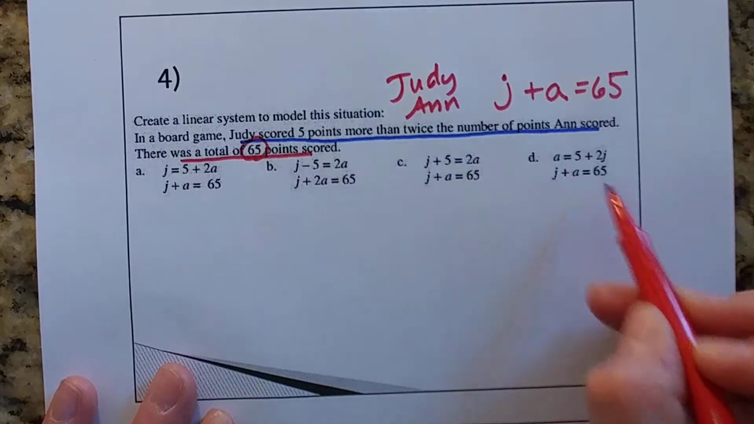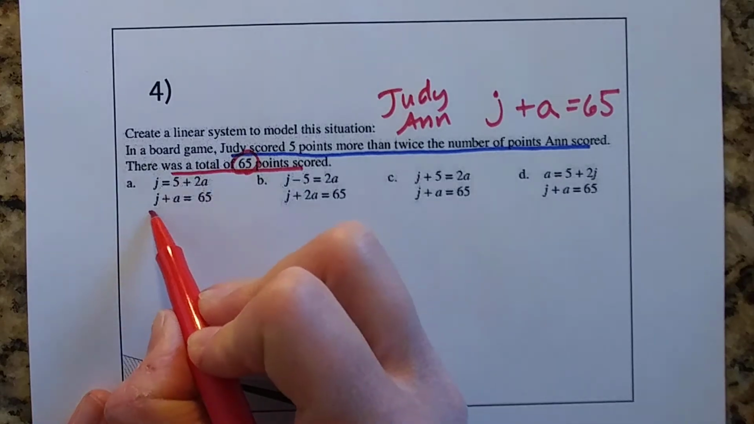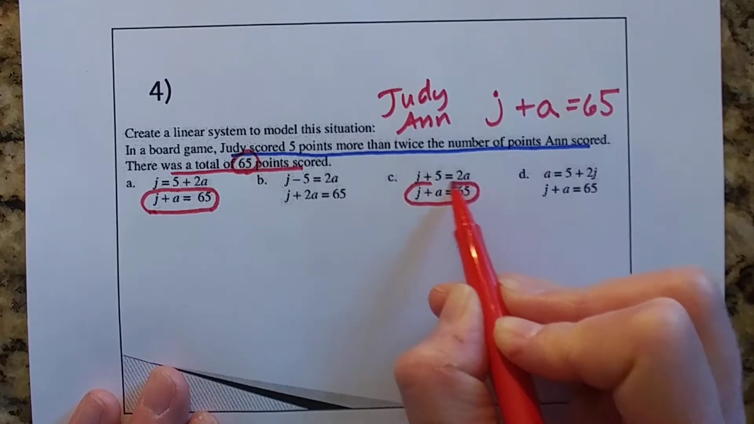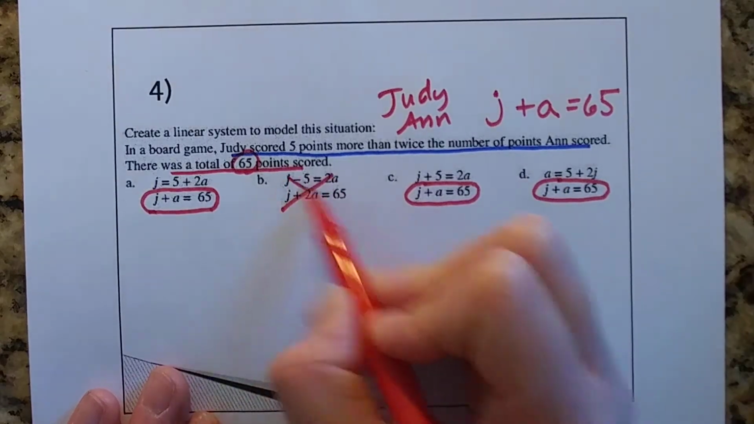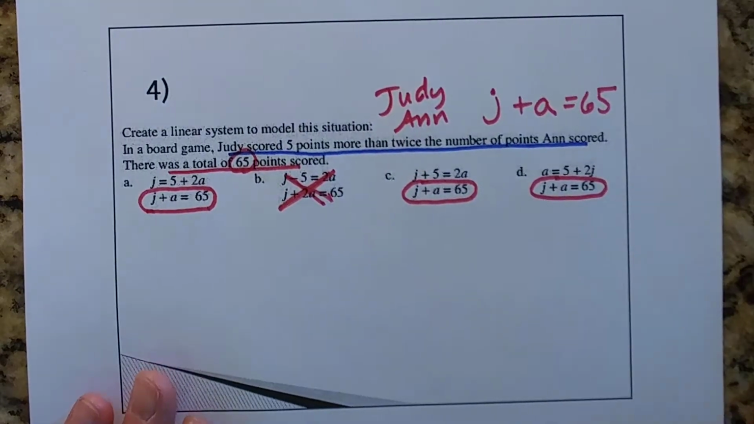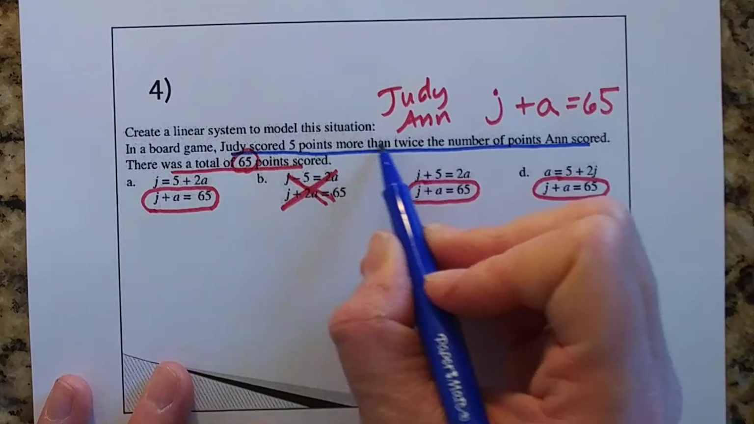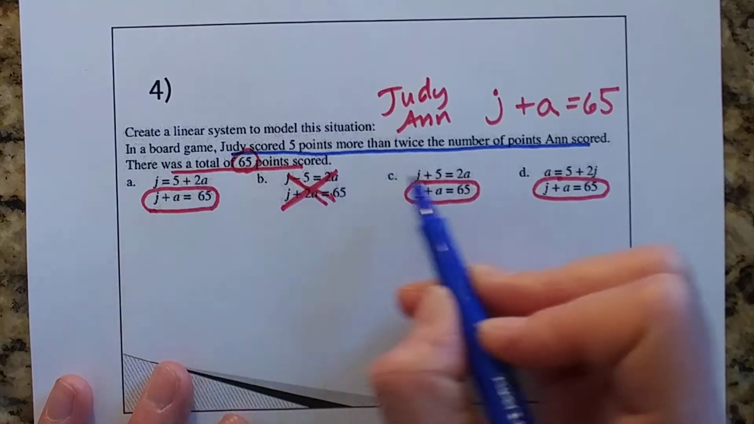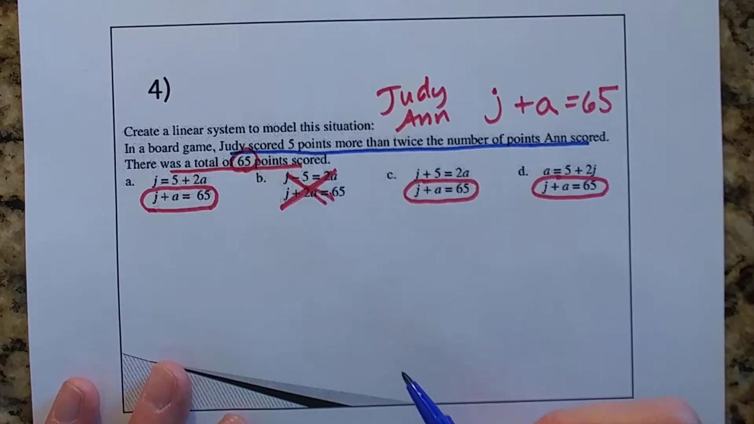Now take a look at the systems. I see Judy plus Anne is 65 here. Judy plus Anne is 65 here and here. So can't be B. B, you're out of there. All right, now we're going to have to go back to this other sentence. Judy scored 5 points more than twice the number Anne scored. Which one of these equations represents that scenario?